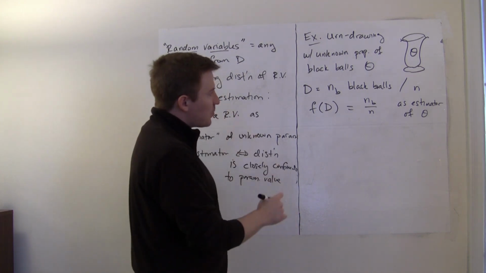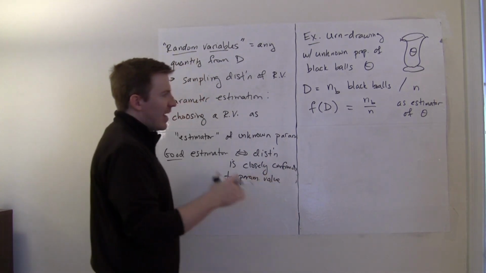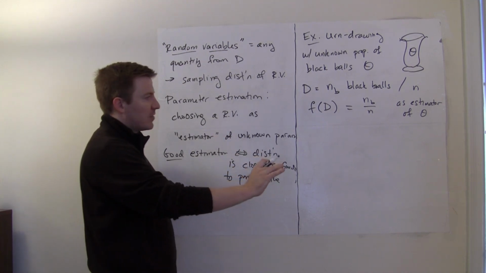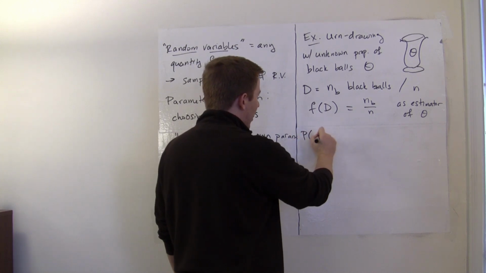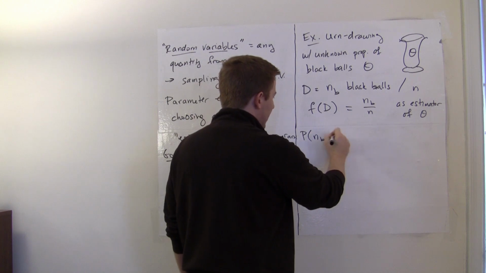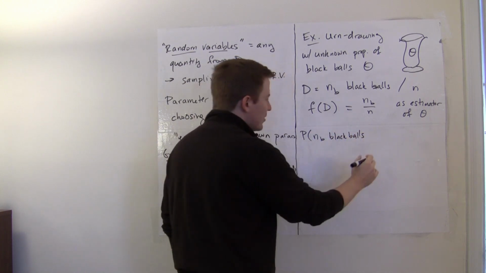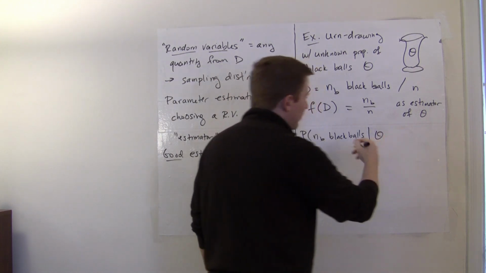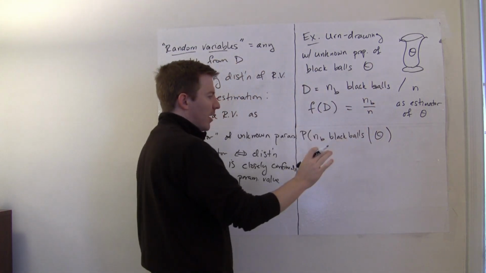Now some nice properties of this estimator, things that are actually good about it, come out if we start writing down what its sampling distribution is. So let's think about the probability of getting nb black balls. And imagine that we can condition on some value of theta, even though we don't know what it is. We're just going to imagine that it is some fixed parameter, and we're going to condition on it.